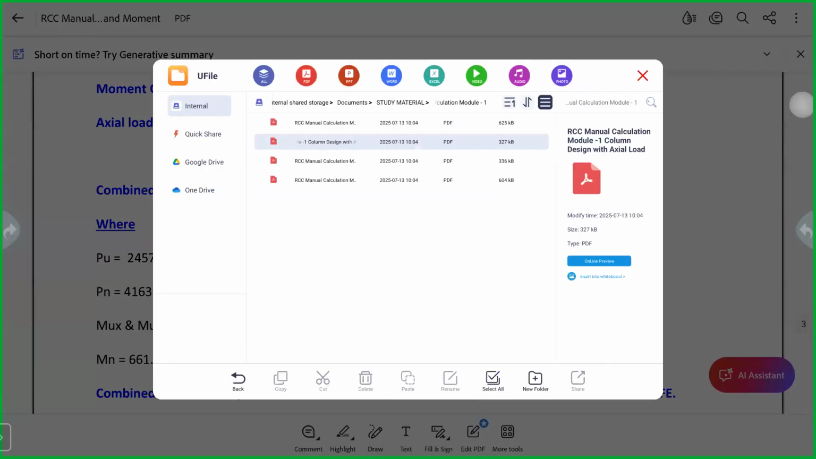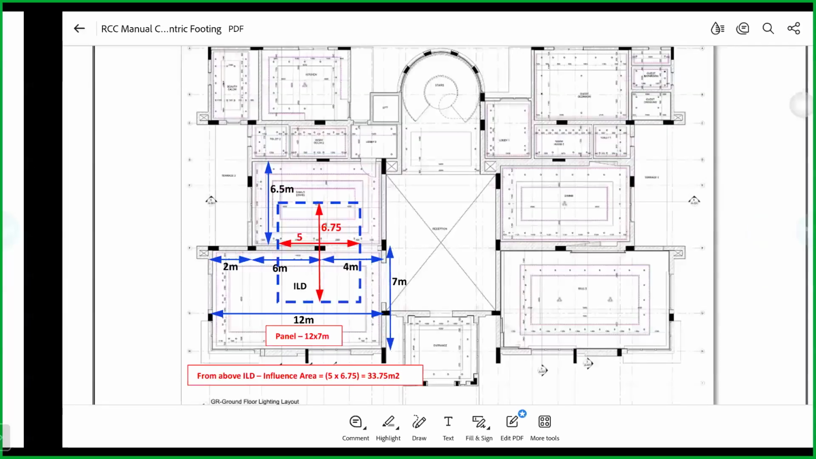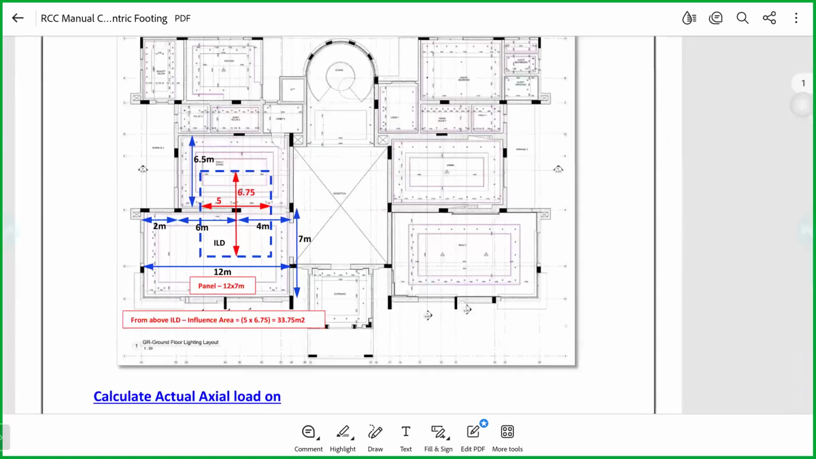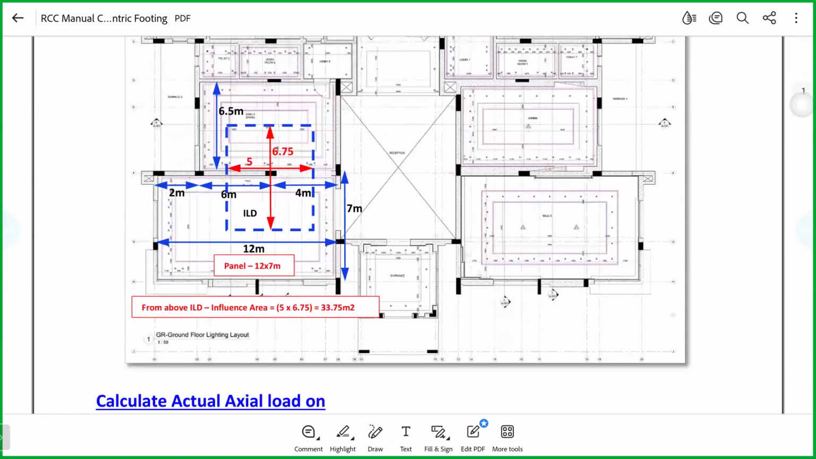So we can go for it, right? Okay, fantastic. So this is foundation design, right? Very good. I'm talking about the same column. We are going to design this foundation. So this is in continuation to the previous modules for the slab design, beam design, and column design. For the same column, we are going to design the foundation.